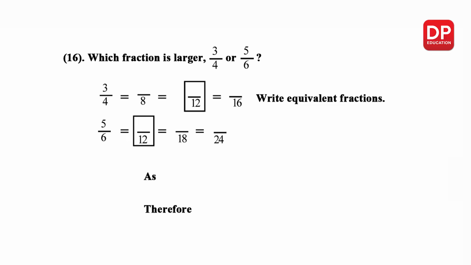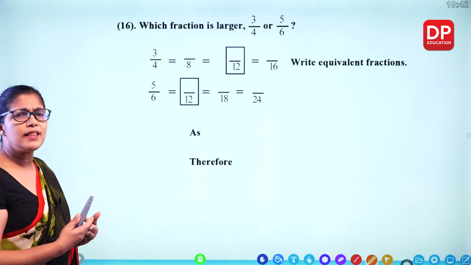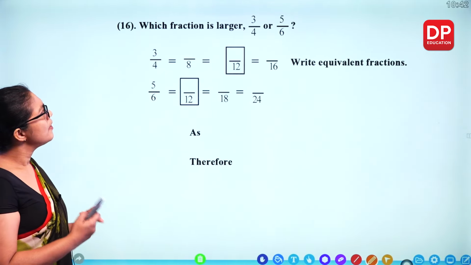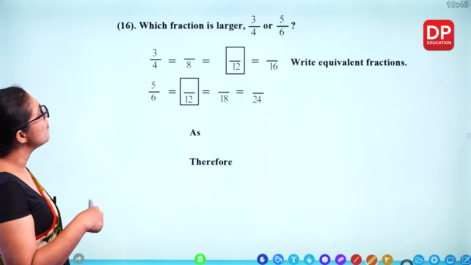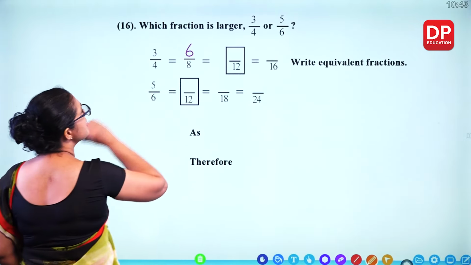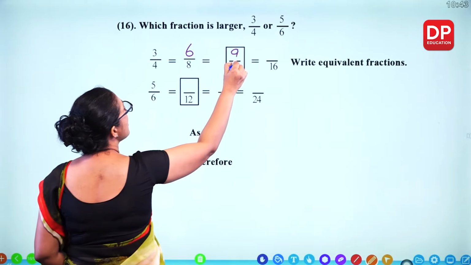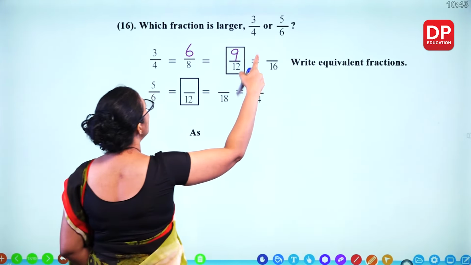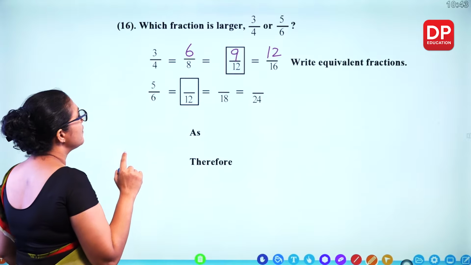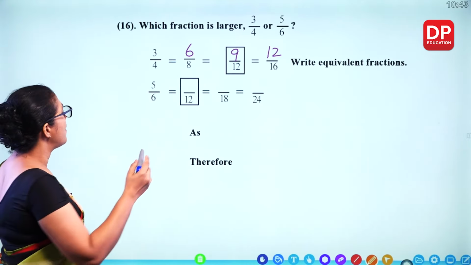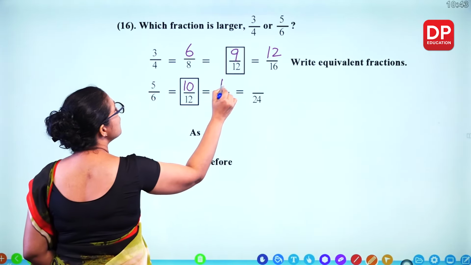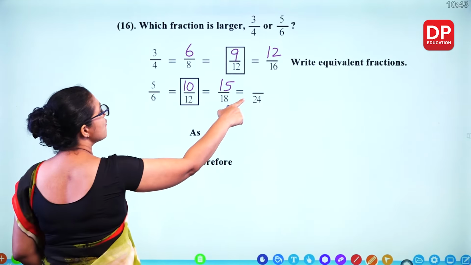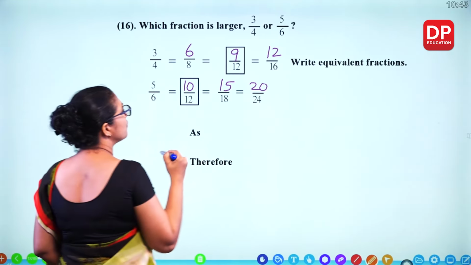Which fraction is larger? 3 over 4 or 5 over 6. Now you can't compare with the numerator or with the denominator because they are not the same. Now what do we do? We try to find the equivalent fractions. 3 over 4, when you multiply by 2, you get 6 over 8. Multiply by 3, you get 9 over 12. Multiply by 4, you get 12 over 16. Now 5 over 6, find the equivalent fractions. Multiply by 2, you get 10 over 12. Multiply by 3, you get 15 over 18. Multiply by 4, you get 20 over 24.